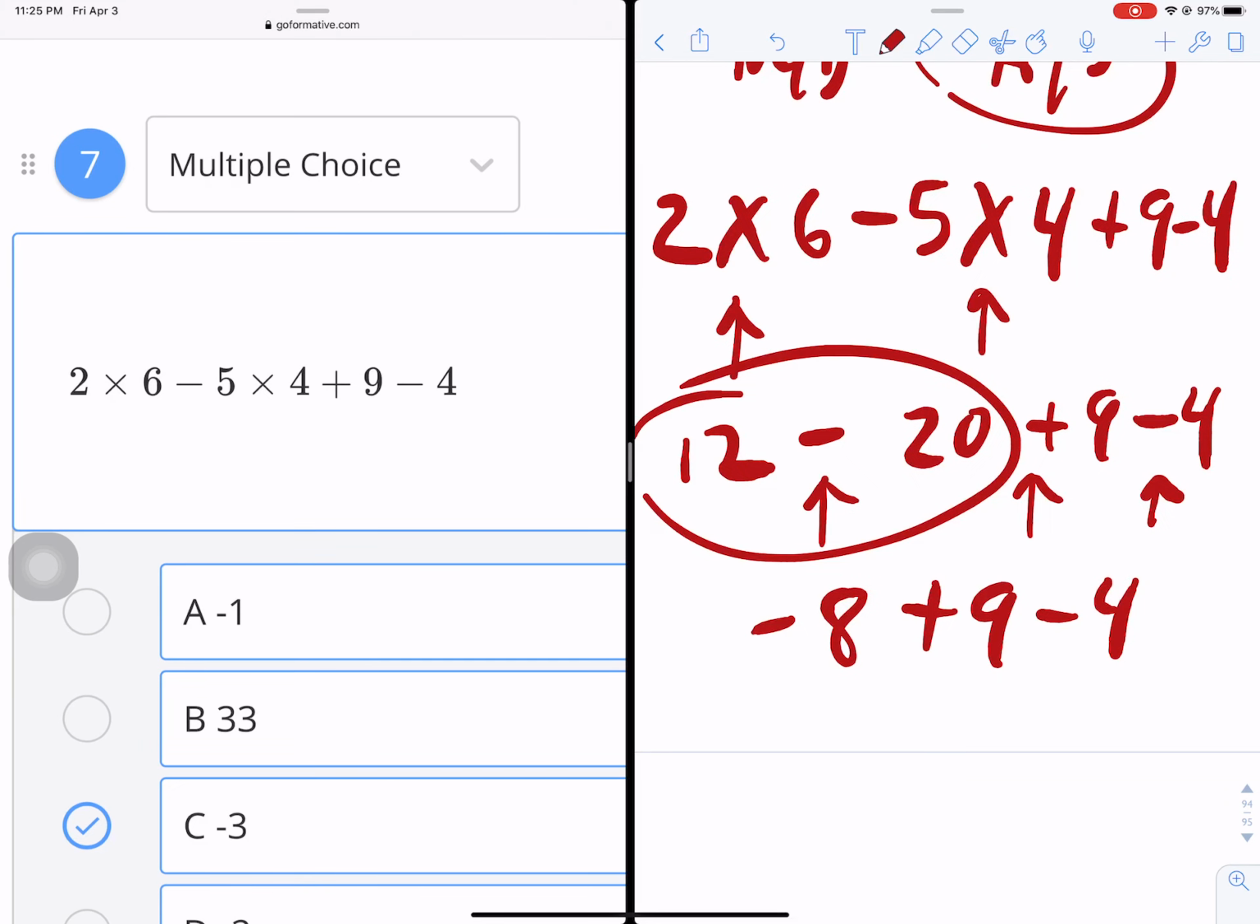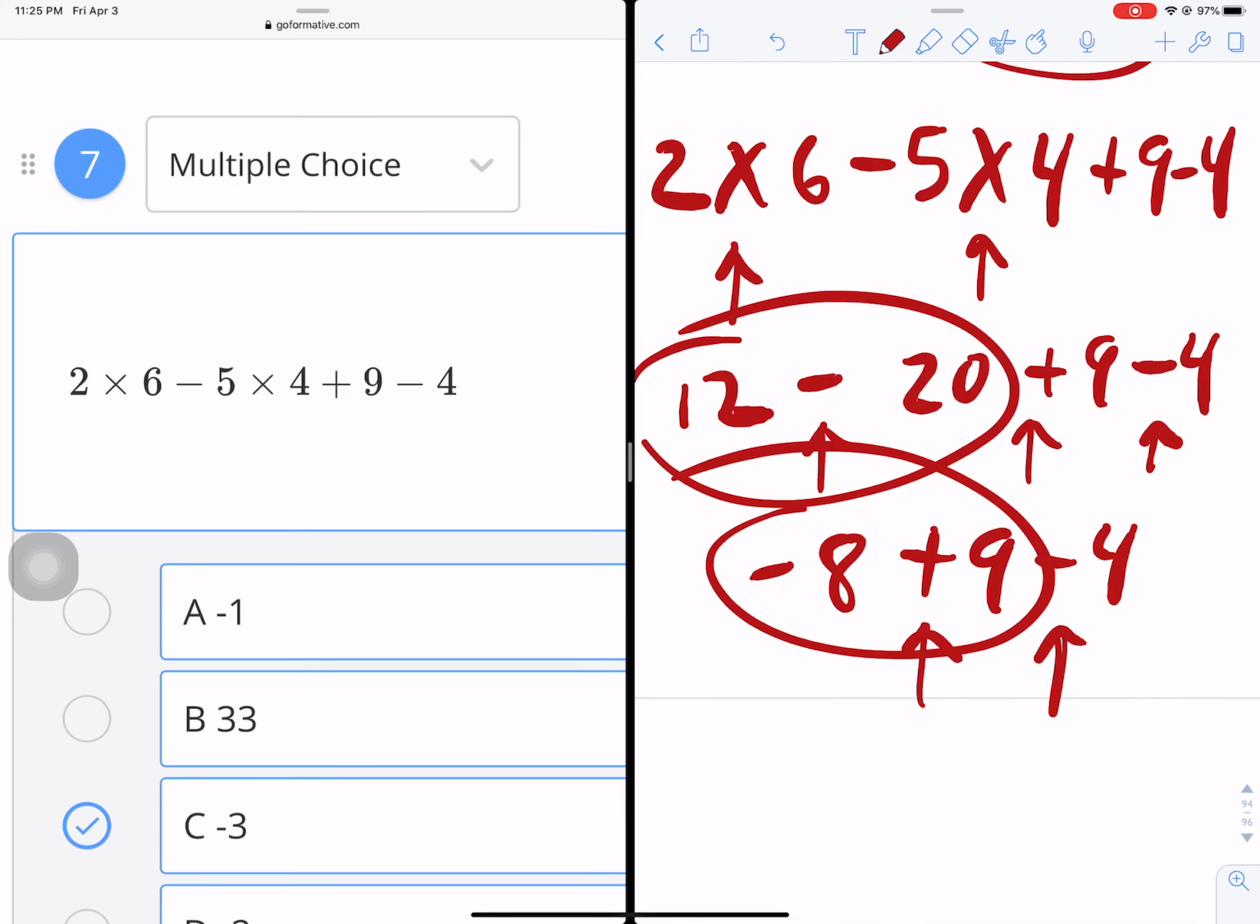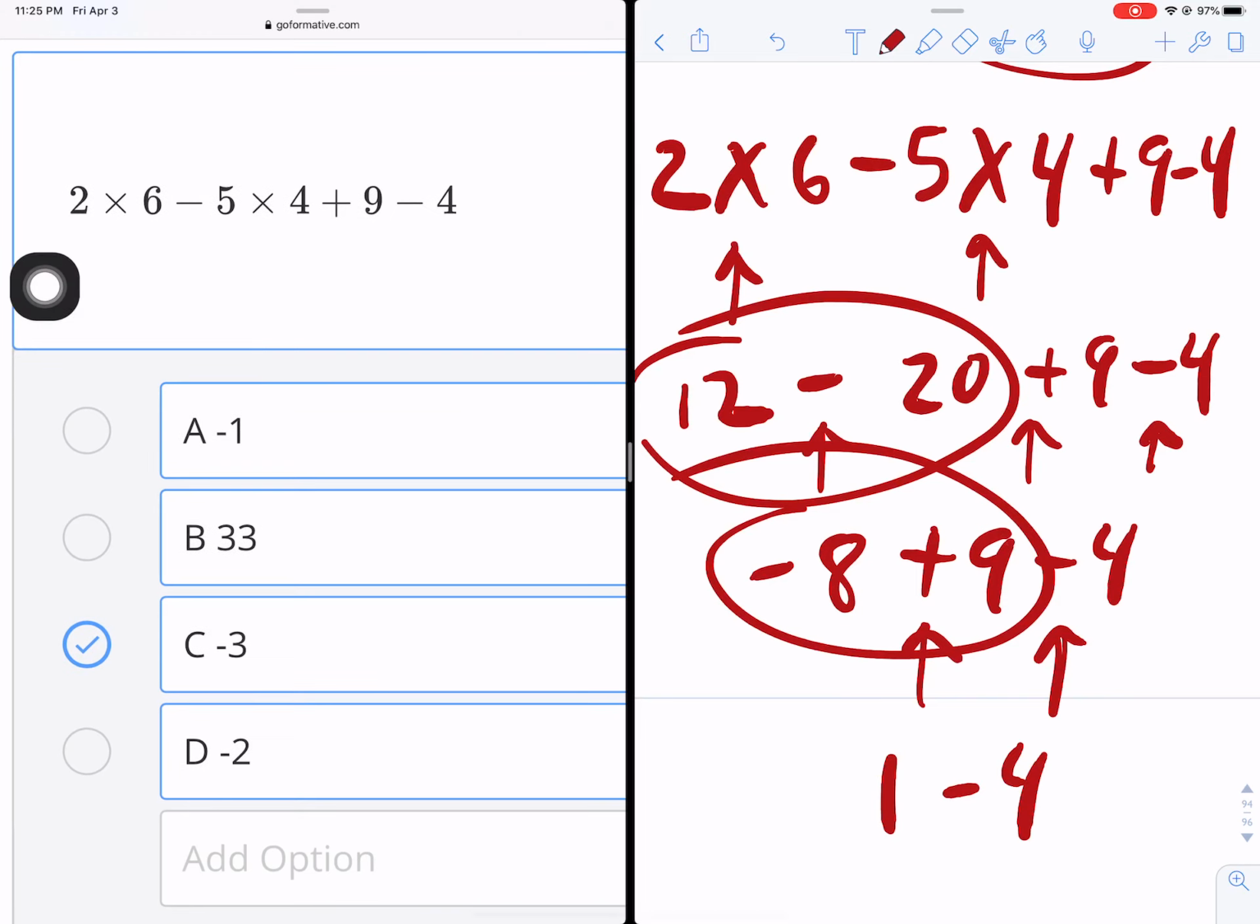Now what? I have an addition problem and a subtraction problem. Do whichever one comes first. -8 plus 9 is 1. And then lastly is 1 take away 4. Yay. I think that's all I'm going to do on this. I did almost 4 or 5 of them.